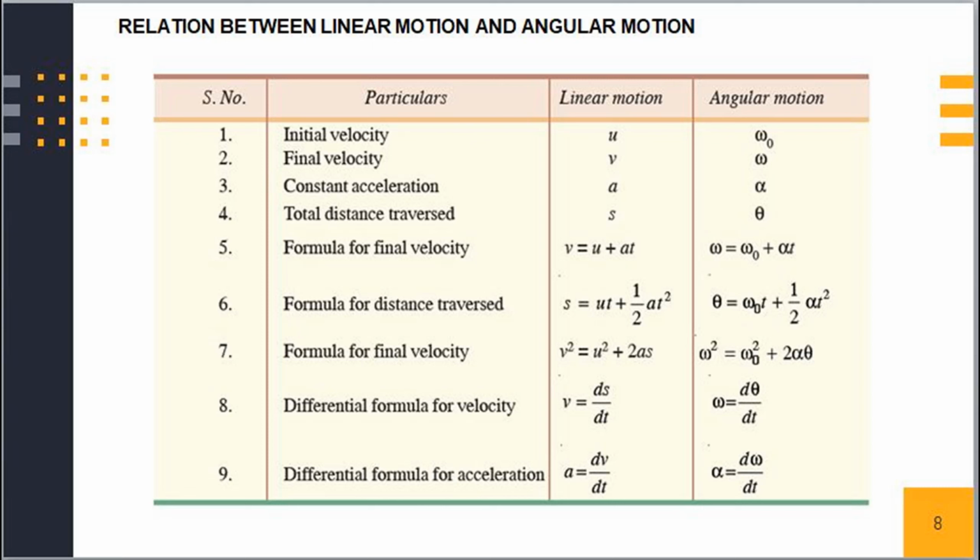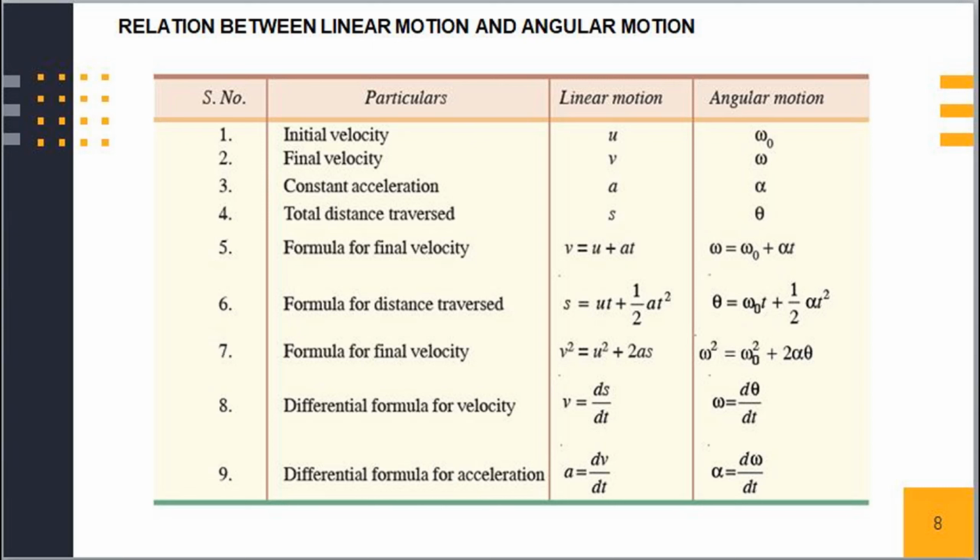The formula in linear motion is v squared is equal to u squared plus 2as, and in angular motion ω squared is equal to ω0 squared plus 2αθ.